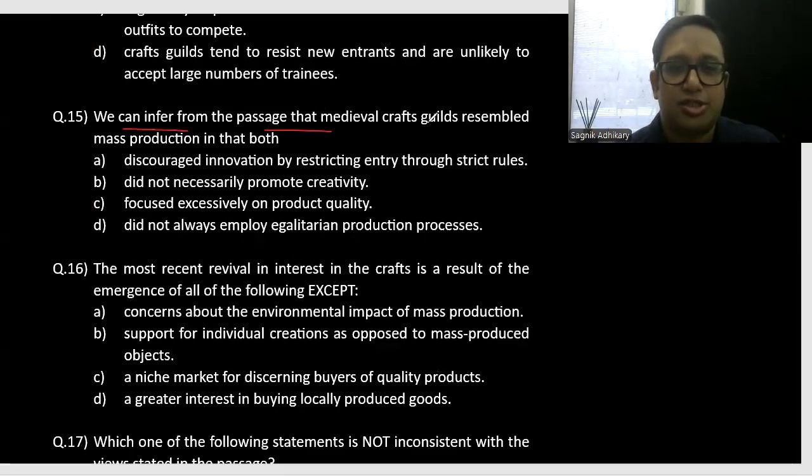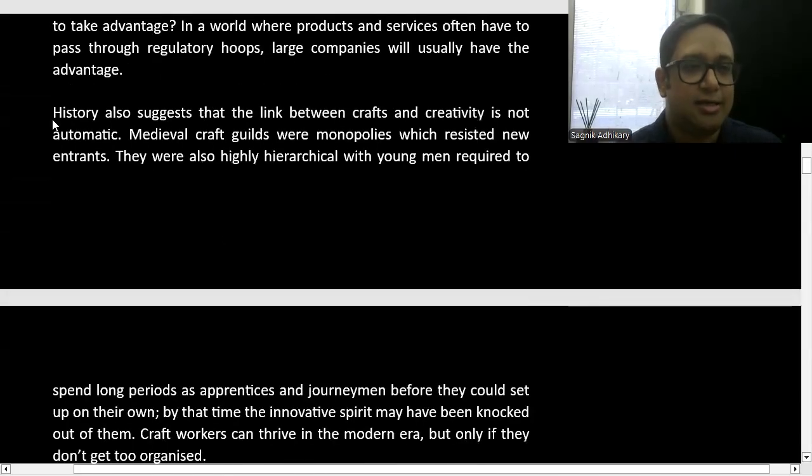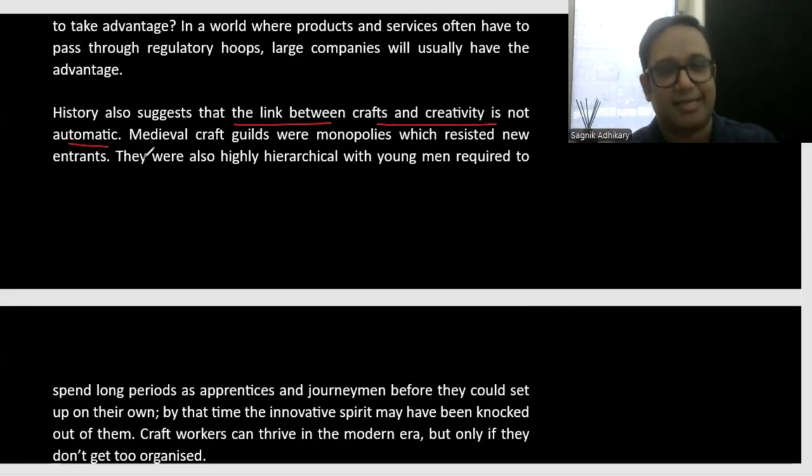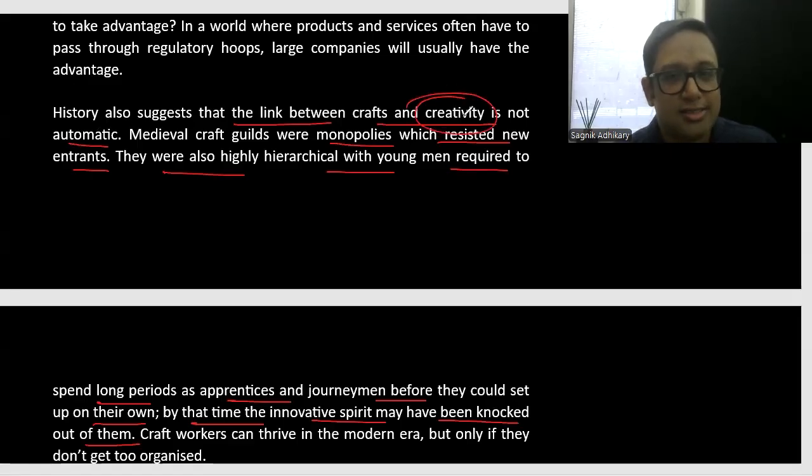We can infer from the passage that medieval crafts guilds resembled mass production in that both. We've seen medieval crafts guilds in the last paragraph. The point to note here is this. History also says that the link between crafts and creativity is not automatic. This then is exemplified in medieval crafts guilds. These craft guilds were monopolies which resisted new entrants. They also were highly hierarchical, with young men required to spend long periods as apprentices and journeymen before they could set up on their own. By that time, the innovative spirit may have been knocked out of them. So these craft skills did not support creativity. They did not nurture creativity.